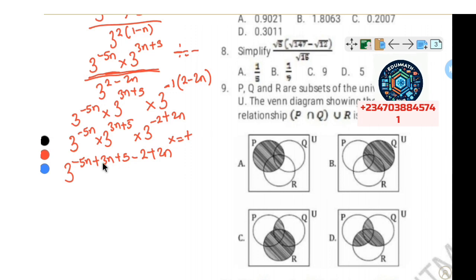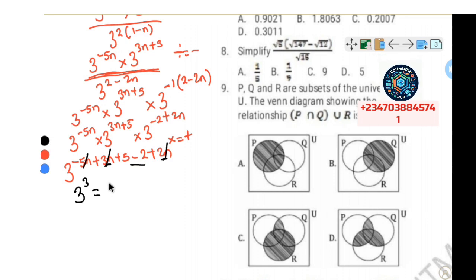So you can now do the addition. You can see that 3n plus 2n is 5n, and you have minus 5n here. So these ones can cancel out because they are the same. So at the end of the day, you have 3 to the power 5 minus 2. 5 minus 2 will give you 3.